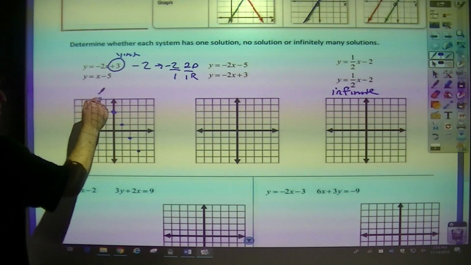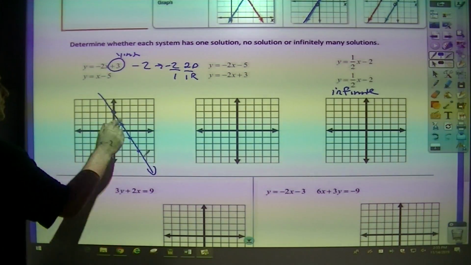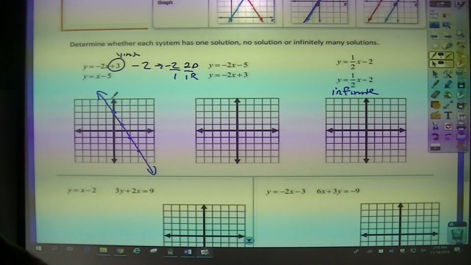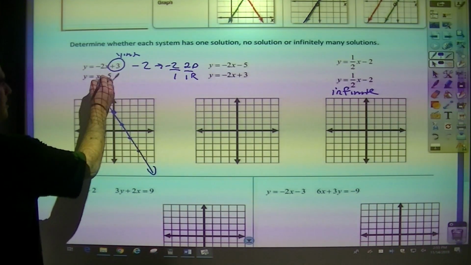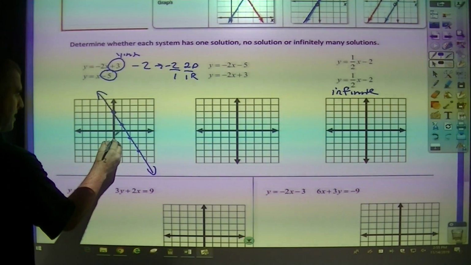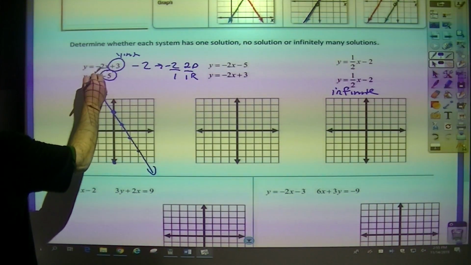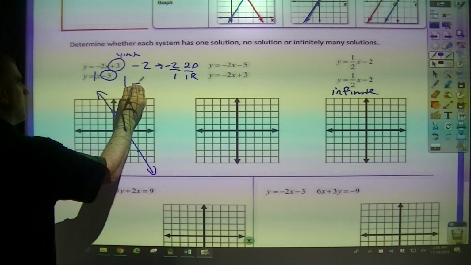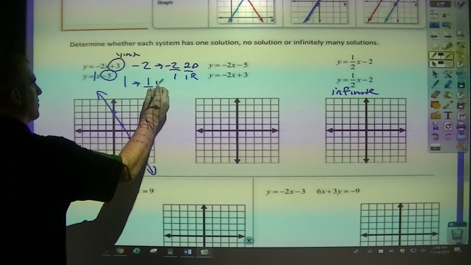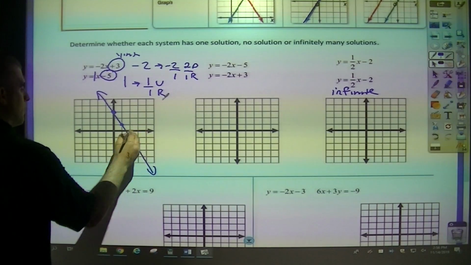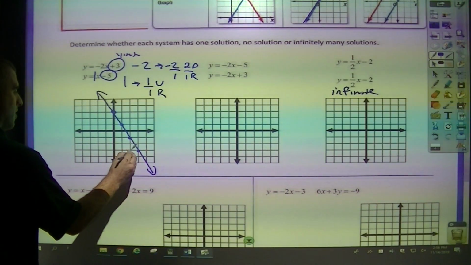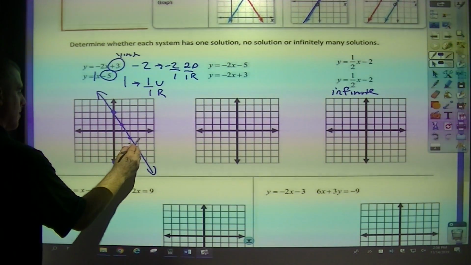Okay, I want to make a bunch of different points because I want to give myself some possibility of those intersecting. Now, here I would start with a y-intercept of negative 5: 2, 3, 4, and 5. Now the number in front of x here is 1, so my slope is 1, or as a fraction 1 over 1. So that means 1 up, 1 right, 1 up, 1 right.